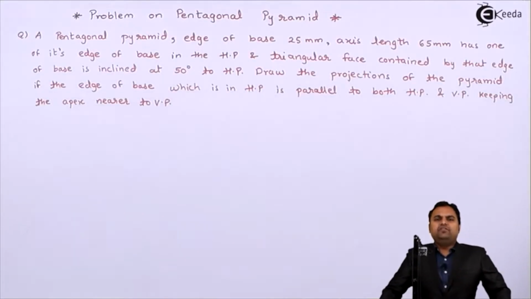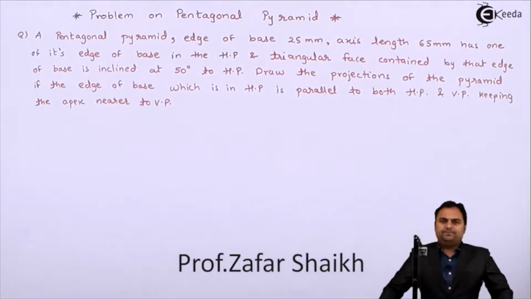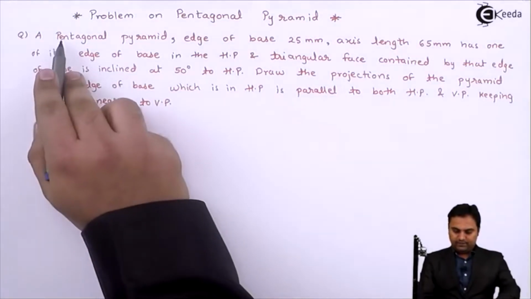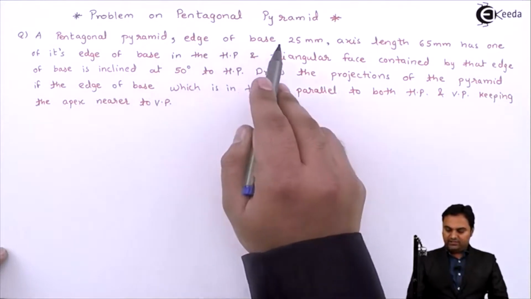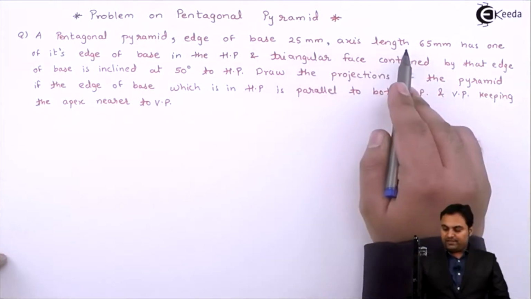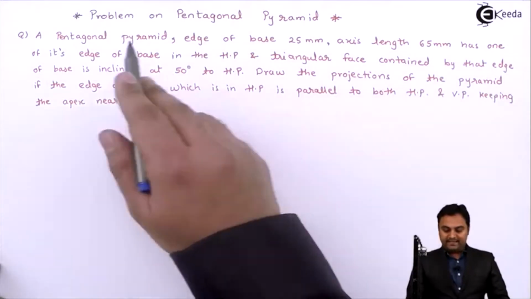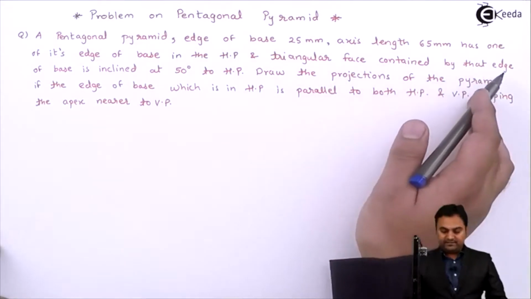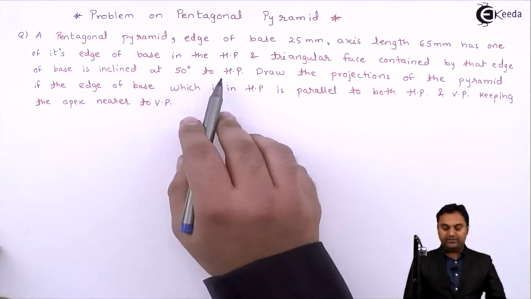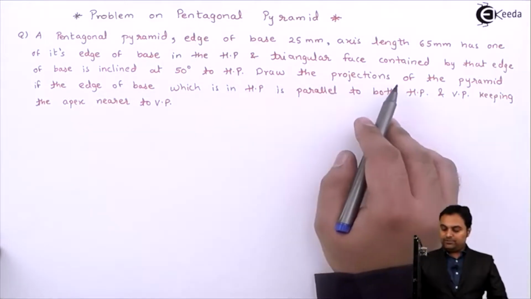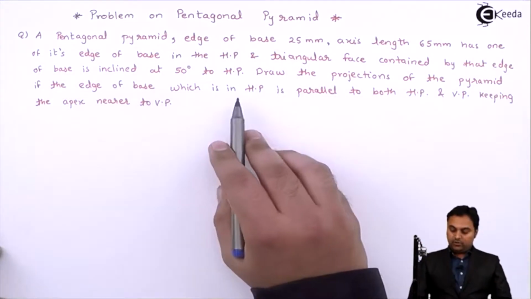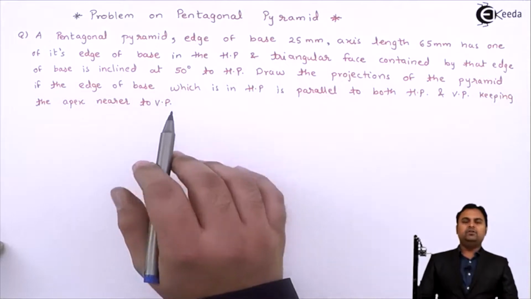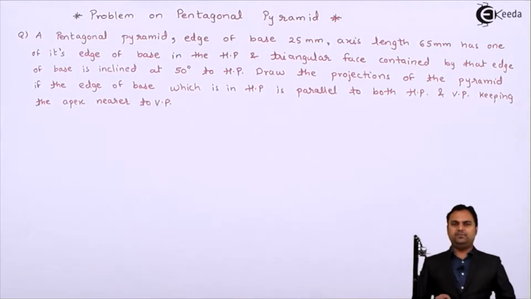In this video, we will see a problem on pentagonal pyramid. Here is the question. A pentagonal pyramid, edge of base 25 mm, axis length 65 mm, has one of its edge of base in HP and triangular face contained by that edge of base is inclined at 50° to HP. Draw the projections of the pyramid if the edge of base which is in HP is parallel to both HP and VP, keeping the apex nearer to VP. So these conditions, I'll explain it in the problem itself.